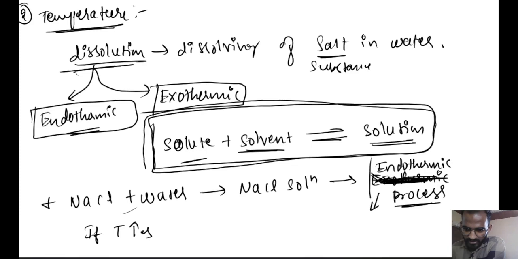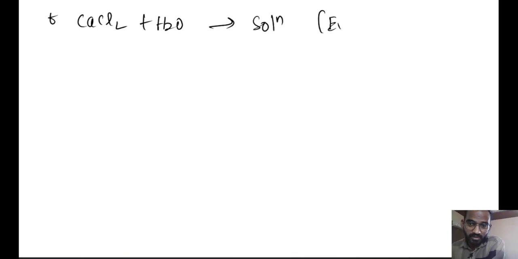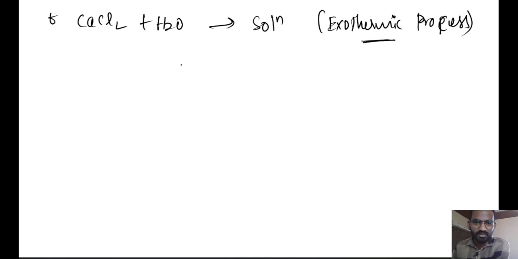Now, in case dissolution is endothermic process, then if temperature increases, solubility also increases. Remember, if it is endothermic process, then if temperature is increasing, solubility also increases. Next, suppose I am taking one more example, calcium chloride. If I am adding calcium chloride into water, it is also going to form a solution, but this is an exothermic process. Exothermic process means it is releasing energy after forming solution.